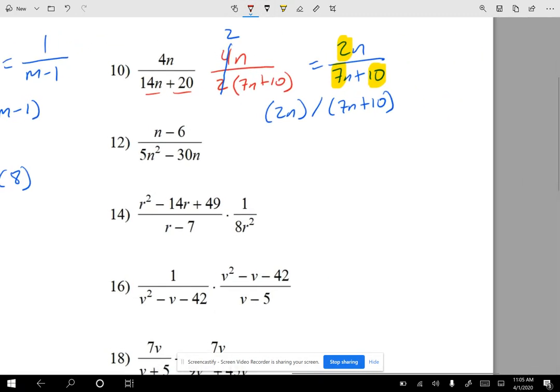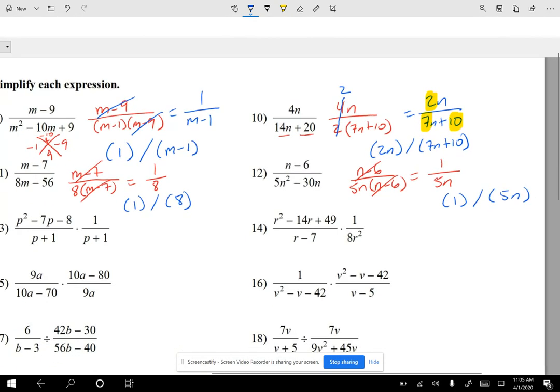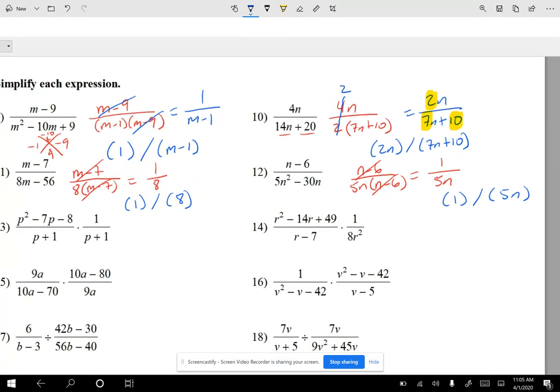All right, let's take a look at number 12. Nothing I can do on the top, n minus 6. The bottom, I can divide each of my terms by 5n. So that gives me 1 times n minus 6. Cancel the n minus 6. So I have 1 over 5n. That way I will type this: 1 over 5n. Okay, so that was just when I only had one fraction. Factor whatever you can. Cancel the common factors. Make sure the common factors are 1 on top, 1 at the bottom.